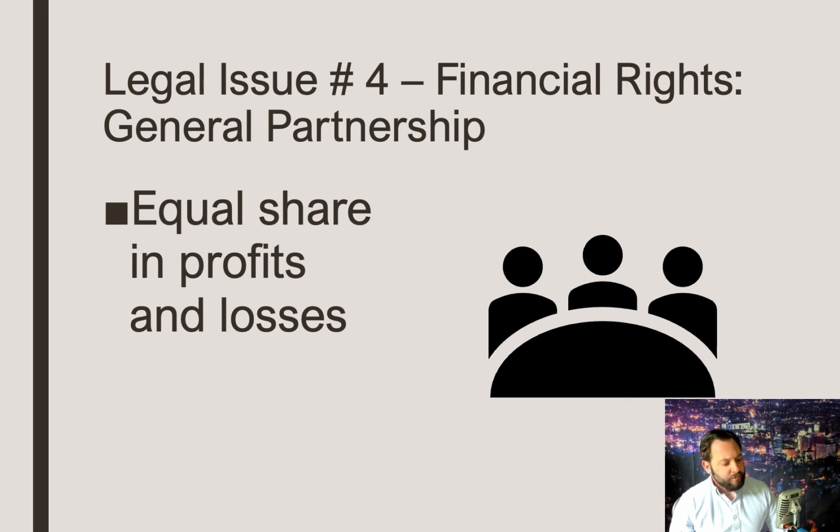Just like partners generally have equal votes no matter how much they contributed, they also tend to get equal shares in profit and losses unless there is an agreement to the contrary. So financial rights in a partnership, like control rights, are equal, meaning that each partner receives an equal share of the distributions, and each may be responsible for an equal share of any losses.